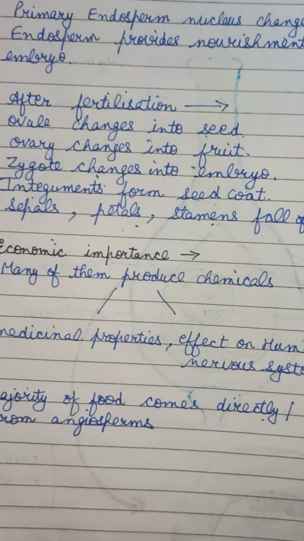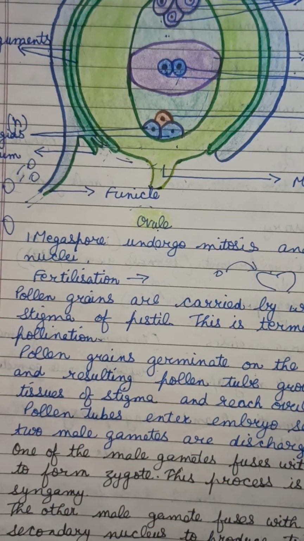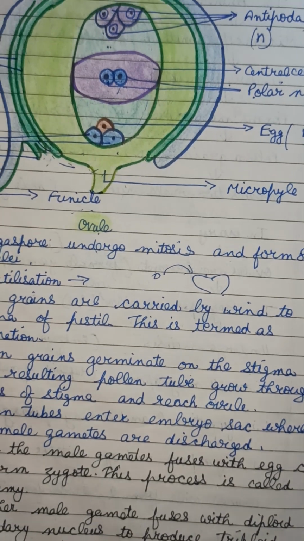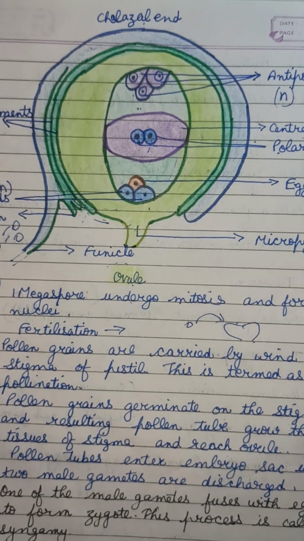So this was the whole reproduction in flowering plants. I hope you understood this. I have drawn a very easy diagram so that you can understand it properly. I hope you understand it.